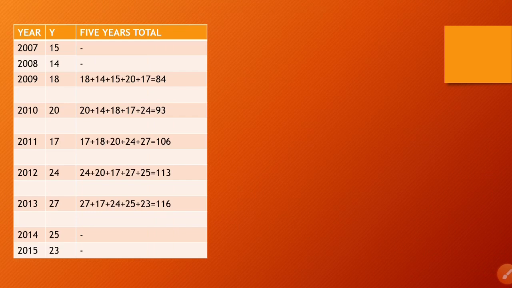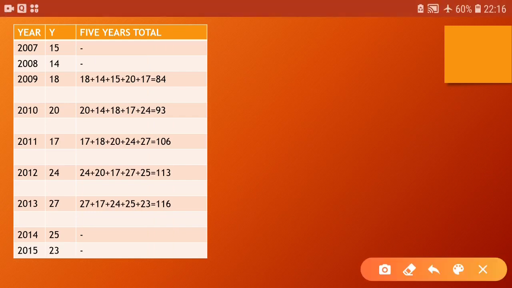So total is 84. In next 20 also I have done the same thing. 20, 2 up and 2 down. Yes. Then also we have done same thing, 2 up and 2 down. So 18 and 20 up and 24 and 27 down. In 24 we have done the same thing, 2 up, that is 20 and 17 and 2 down, 27 and 25.